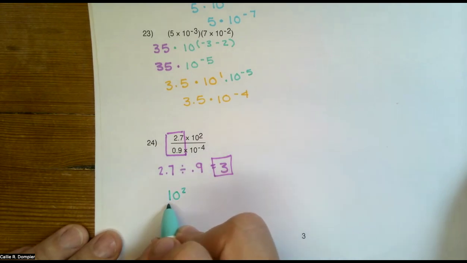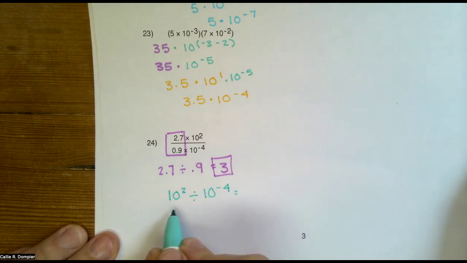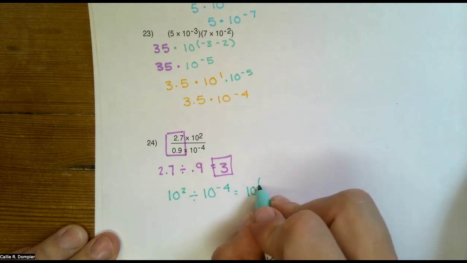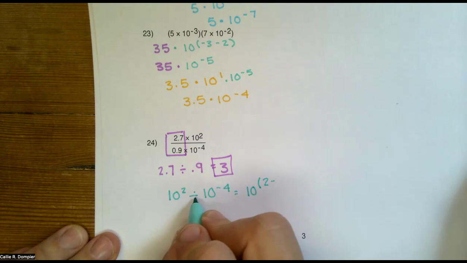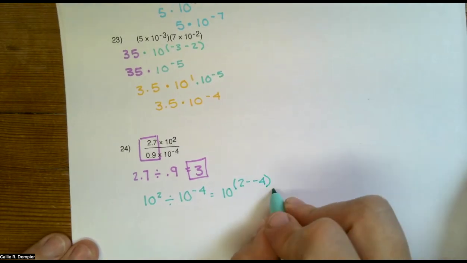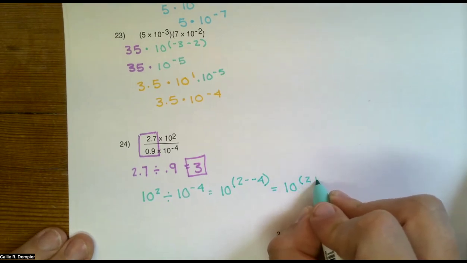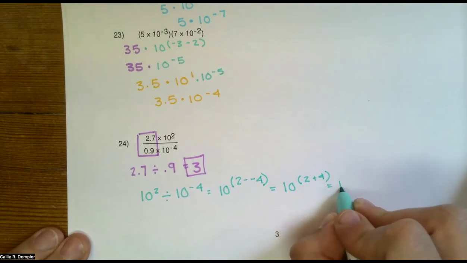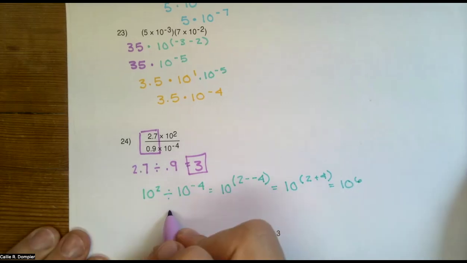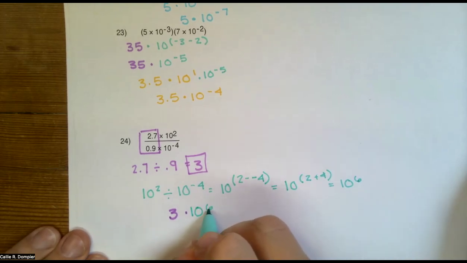And then we've got 10 squared divided by 10 to the negative fourth. And that rule is if the base is the same and it's being divided, you just subtract. So 10 to the power of 2 minus a negative 4. And what happens when we minus a negative? It becomes a positive, right? 10 to the power of 2 plus 4, which is 10 to the power of 6. So our answer will be 3 times 10 to the 6th.